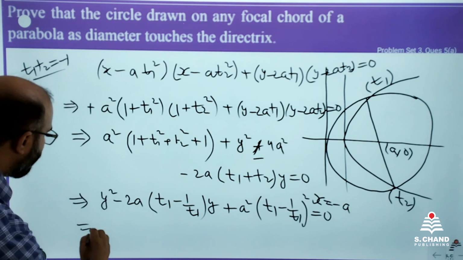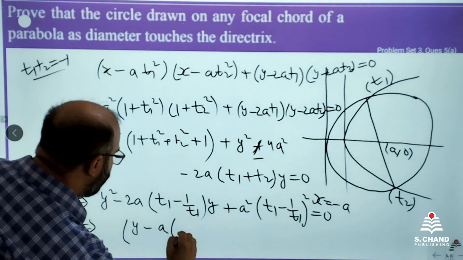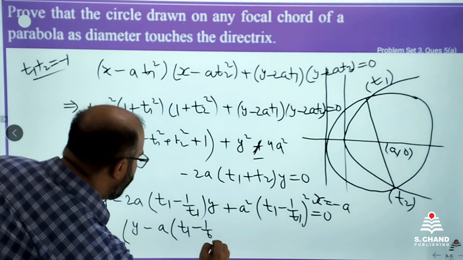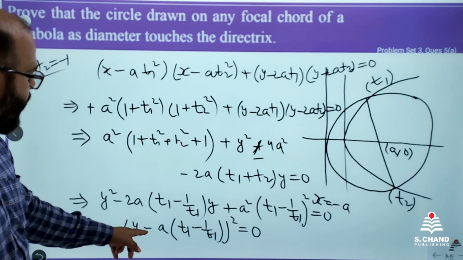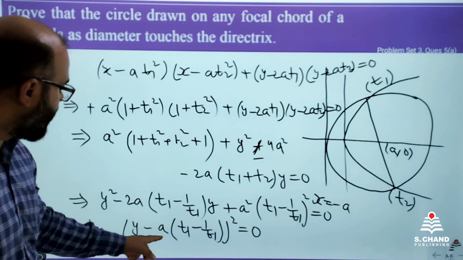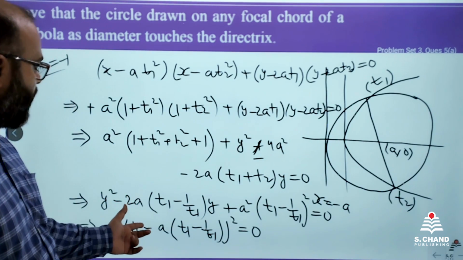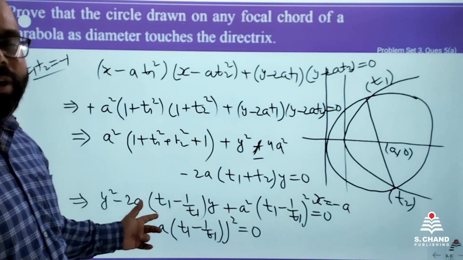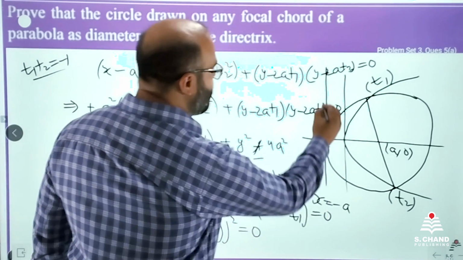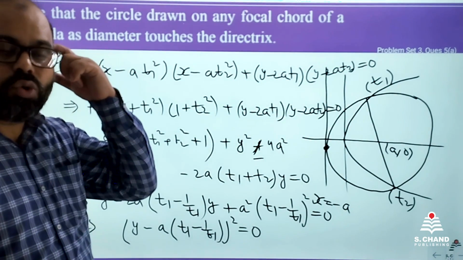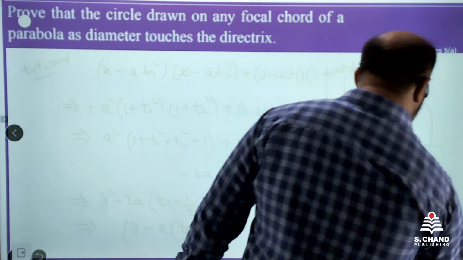Now this is becoming a perfect square, that is (y minus a(t1 minus 1 by t1)) whole square equal to 0, as you can see: y square minus 2ay(t1 minus 1 by t1) plus a square (t1 minus 1 by t1) whole square. So clearly this is giving a single value of y because there are repeated roots. It is a perfect square. So there is only one point where this is the tangent to this circle. There are no two solutions of this equation, right?